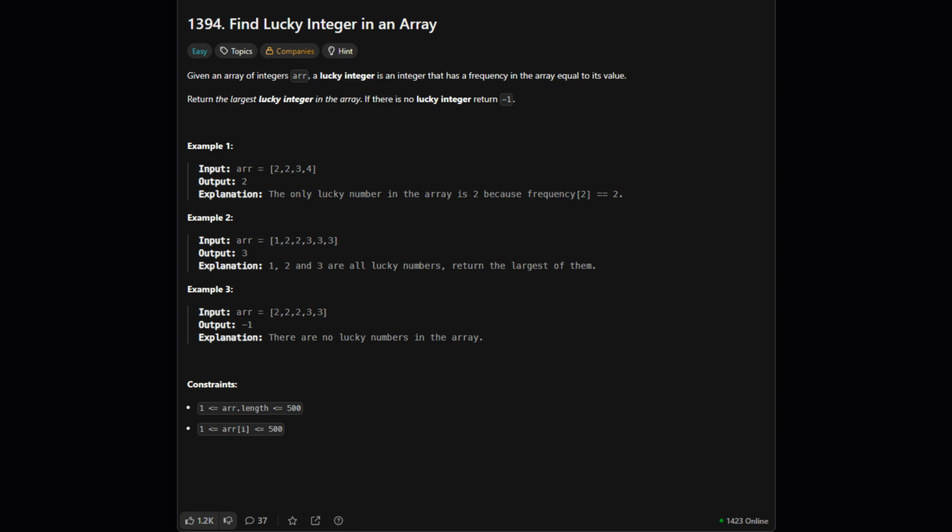Okay, so what exactly is a lucky integer? The problem defines it for us. We're given a list of numbers, which the problem calls arr. A number is considered lucky if its frequency, that is, the number of times it appears in the list, is exactly equal to its own value. For example, the number 5 is lucky if it appears exactly 5 times. Our job is to find all the lucky numbers in the list and return the largest one. If we can't find any, we simply return -1.